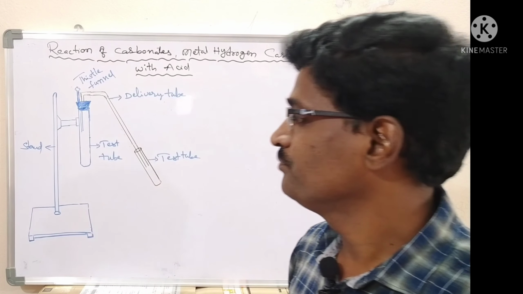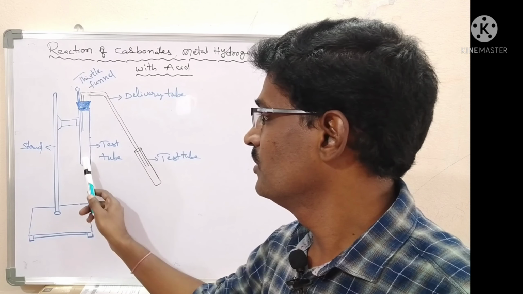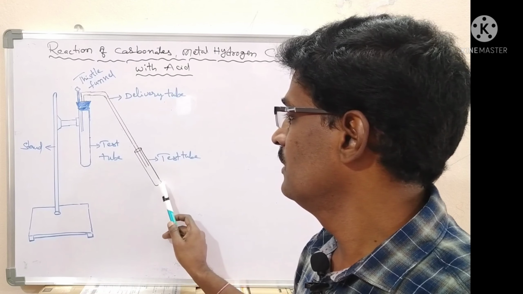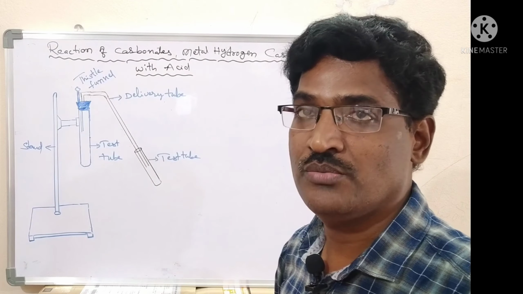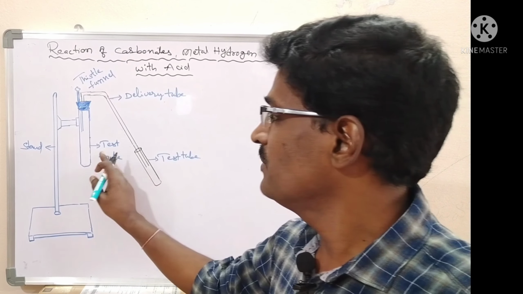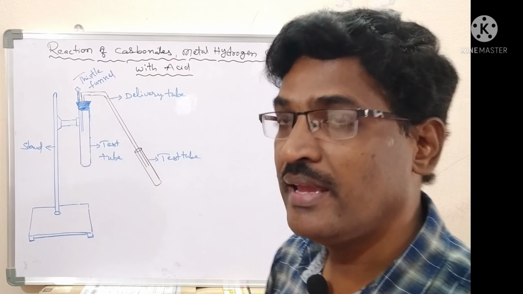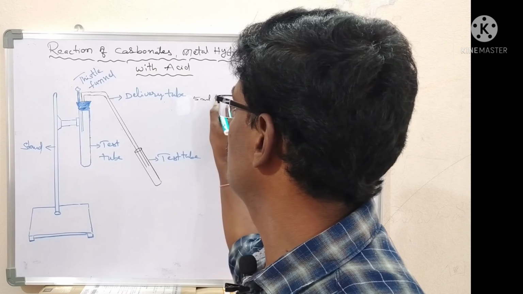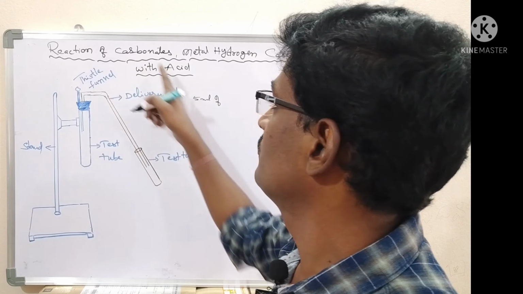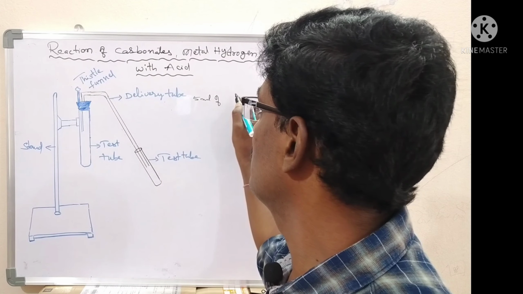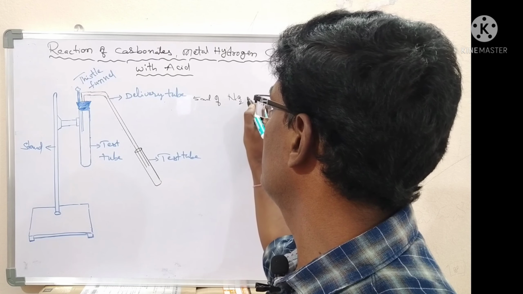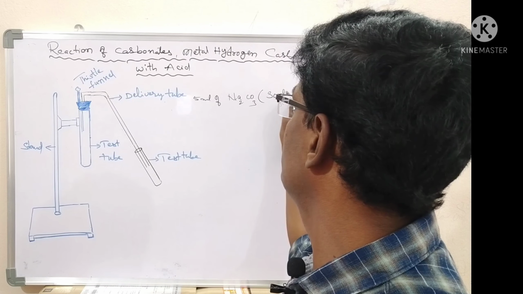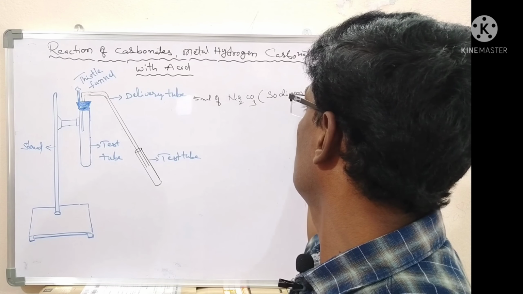Let's look at the diagram. It is the stand, test tube, delivery tube, crystal funnel, and another test tube. Now, in the first test tube, I have to take 5 ml of carbonate. Formula Na2CO3. Name I am writing: sodium carbonate.